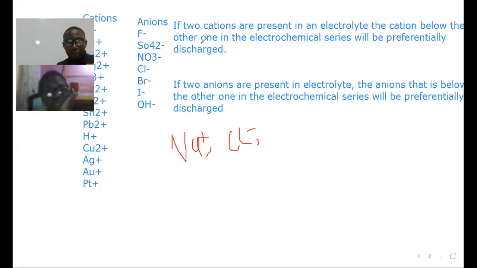Now, we're going to look at what they did, which was electrolysis of lead bromide. I hope you understood that. Yes. Okay. Now we are going to be looking at electrolysis of sodium chloride solution.